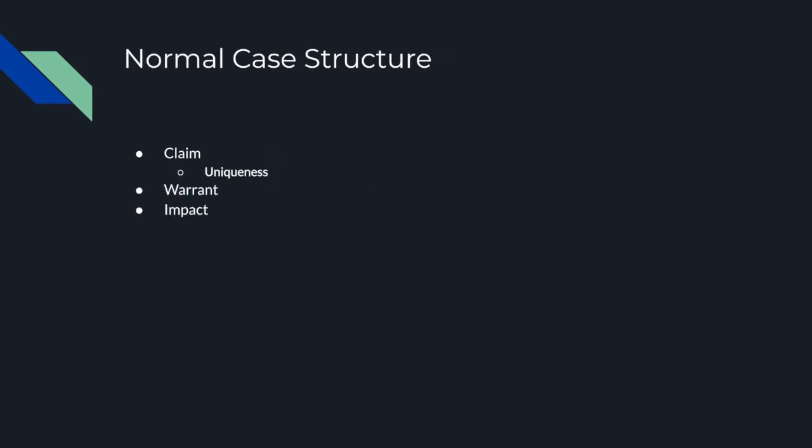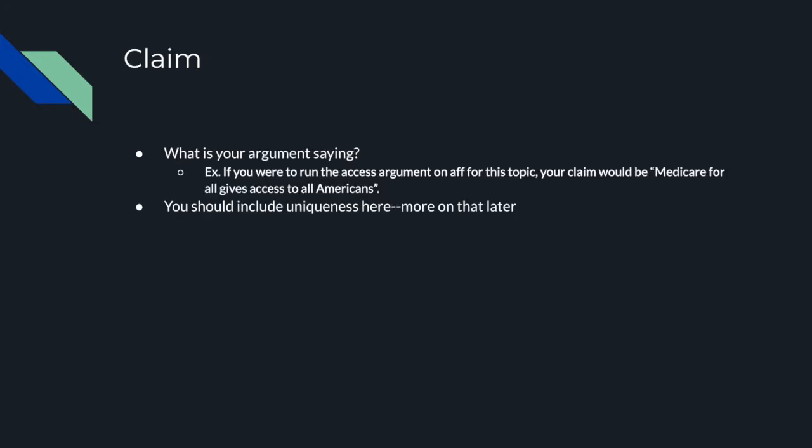So the normal case structure just goes claim, warrant, and impact. And we start off with the claim. The claim is just what's your argument saying? So for example, if you were to run the access argument on AF for this topic, your claim would be Medicare for All gives access to all Americans.